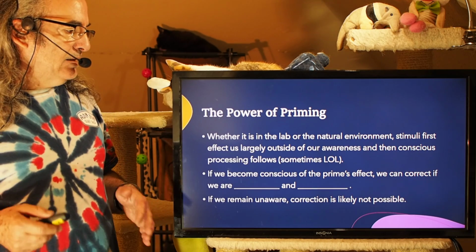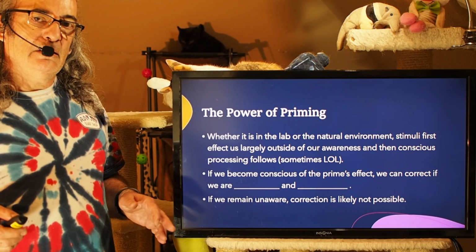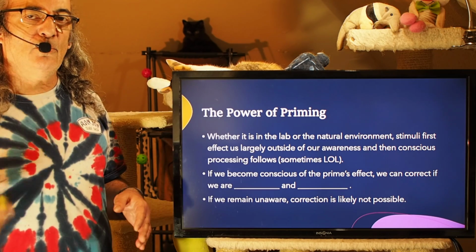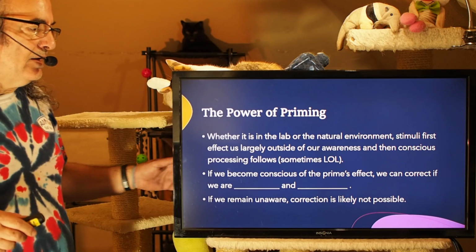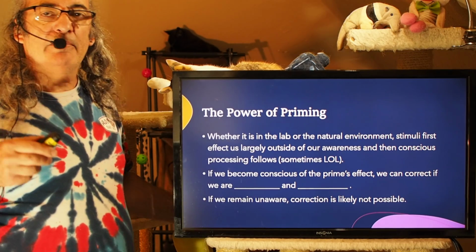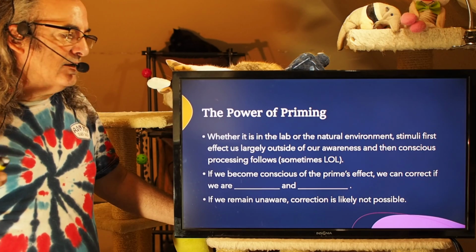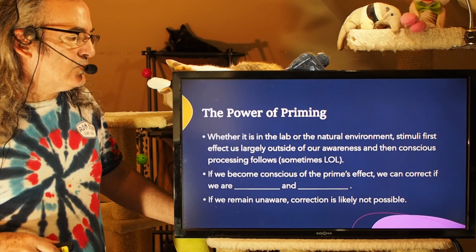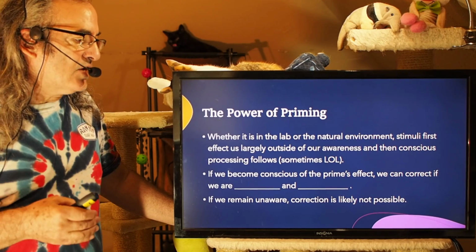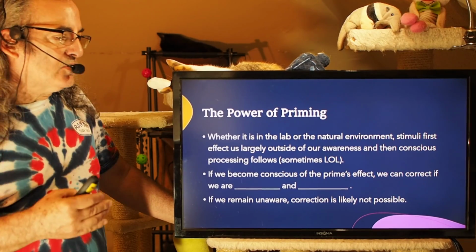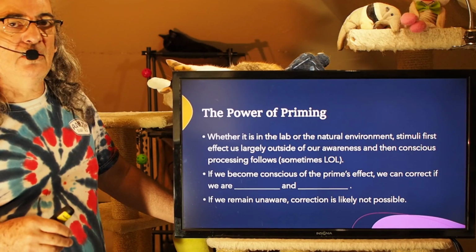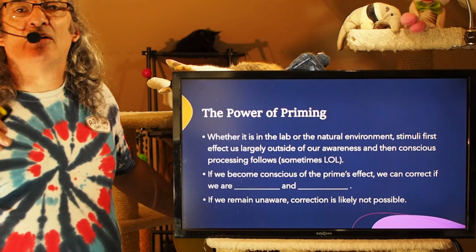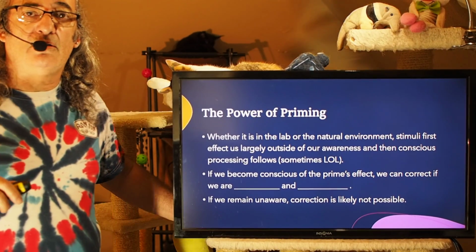So the power of priming then, whether it's in the lab or the natural environment. Once we discovered how to use priming in the lab, we could study how people stereotype and what the effects are quite readily, right? That's the beauty of learning about priming as a laboratory technique, very potent in that regard. But it can be the natural environment as well. Stimuli first affect us largely outside of our awareness. That's where this process begins, and then conscious processing follows. Sometimes. And that's the problem. We would hope that conscious processing follows all the time, but not necessarily.